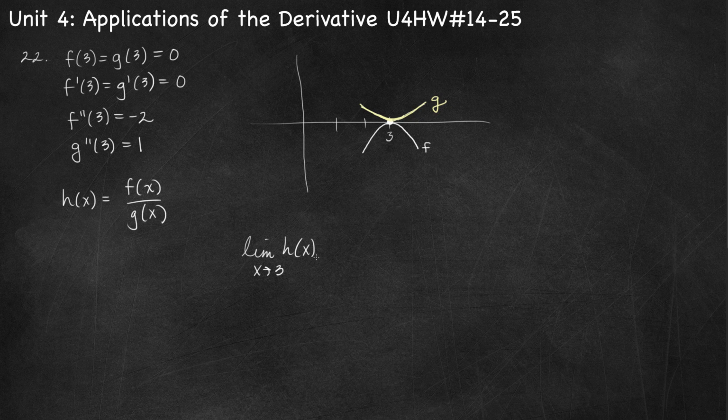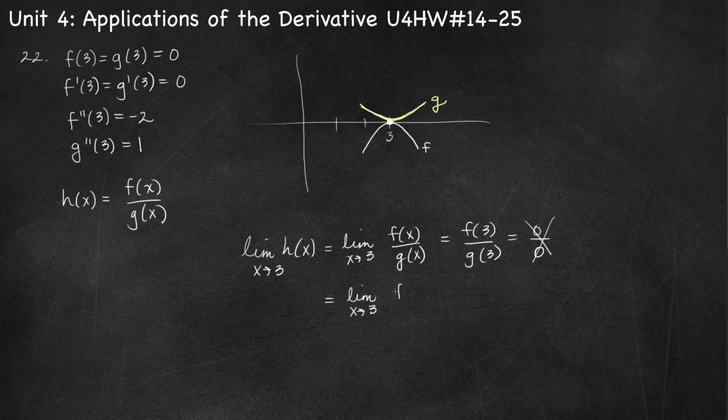We want the limit of h of x as x approaches 3. Well, that's going to be the limit as x approaches 3 of f of x over g of x. And using substitution, that limit would be f of 3 over g of 3. But f of 3 and g of 3 are both equal to 0, so that gives us 0/0, which is an indeterminate form. It does, however, allow us to use L'Hopital's rule. So this is going to equal the limit as x approaches 3 of f prime of x over g prime of x.